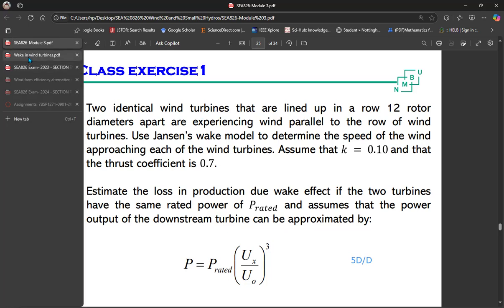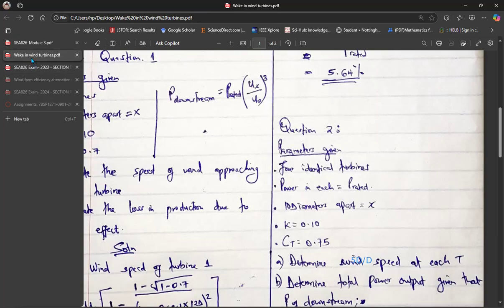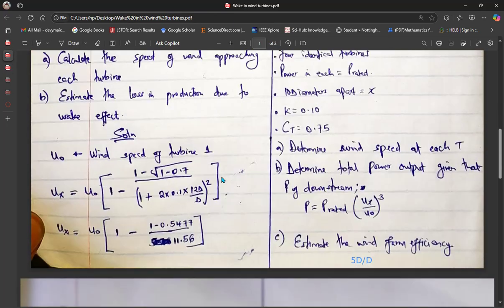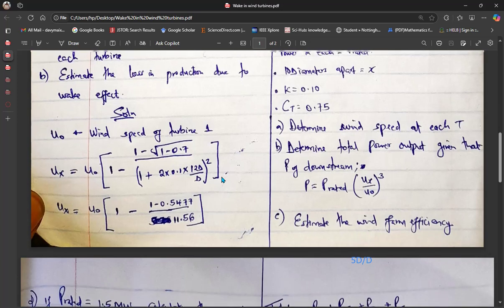And so going to the equation that we had before, we can have that.